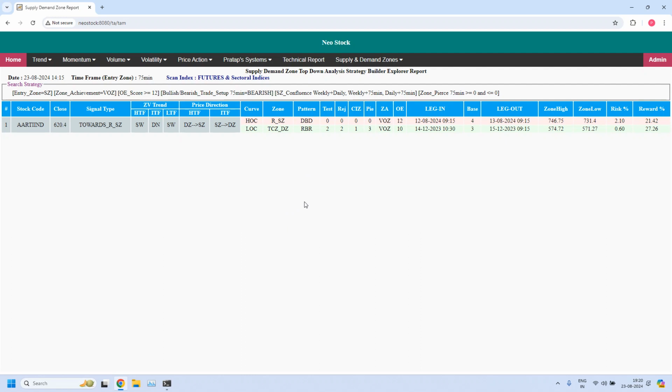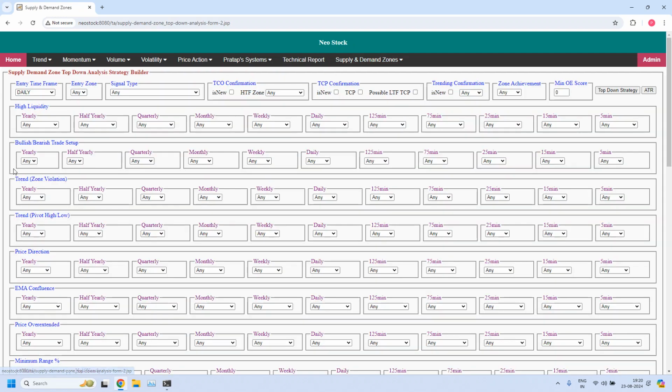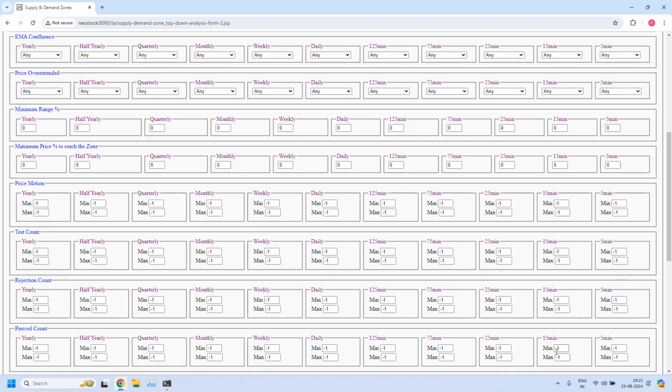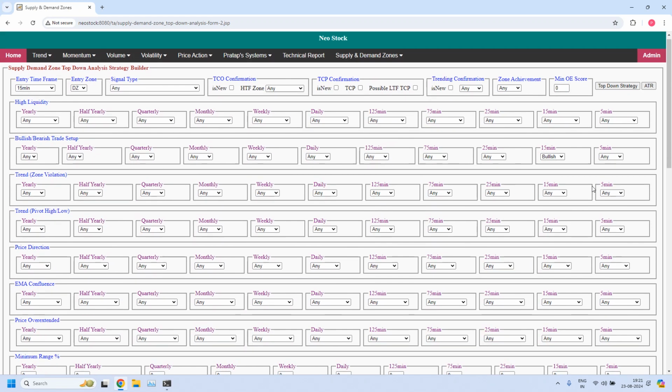So this is about weekly income trade. The next one is daily income trade. In daily income trade, entry time frame is 5 minutes. In bullish trade setup, demand zone. And in bullish or bearish trade setup at 15 minutes time frame, I am selecting bullish. Now 15 minutes demand zone should not be pierced. So in the pierced count, in 15 minutes time frame, minimum value I am setting 0, maximum value I am setting 0.